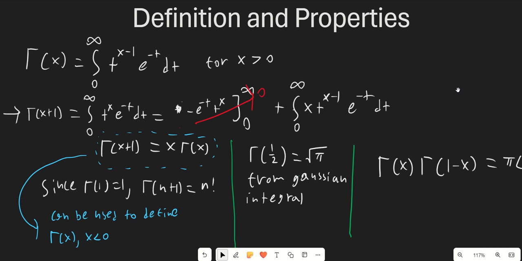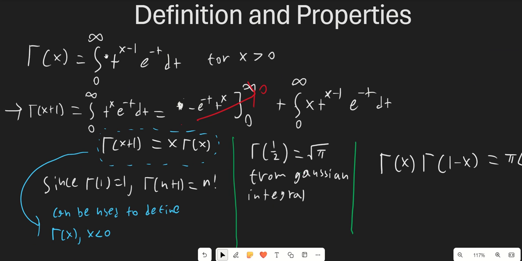So here's the definition right here. The integral from 0 to infinity of t to the x minus 1 e to the negative t dt. So it is an integral defined function. This definition only applies for x greater than 0 because the integral diverges for x less than 0.